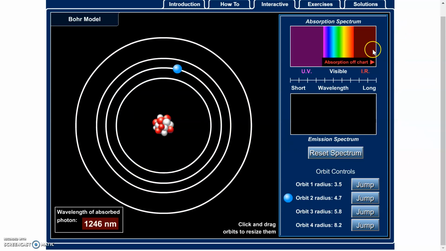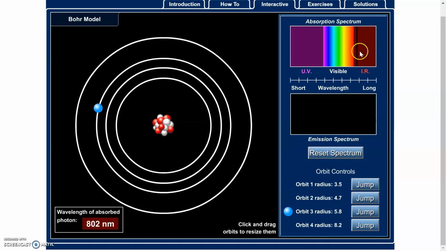This is actually a way lower energy wave, infrared, and it's not even on our chart here. We'd have to expand it out to see it. And then of course, when it jumps back down, it would give off that same wavelength. But again, we wouldn't be able to see that when it's infrared. Okay, what about to the third? Let's make it jump to the third.